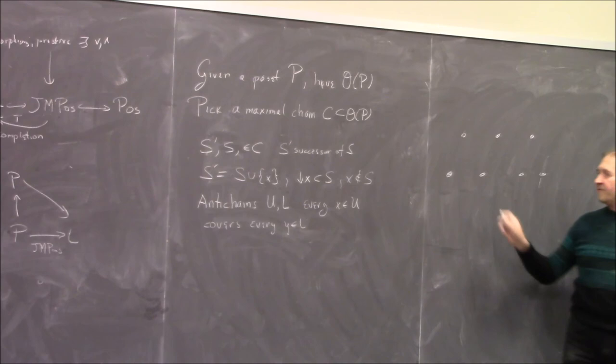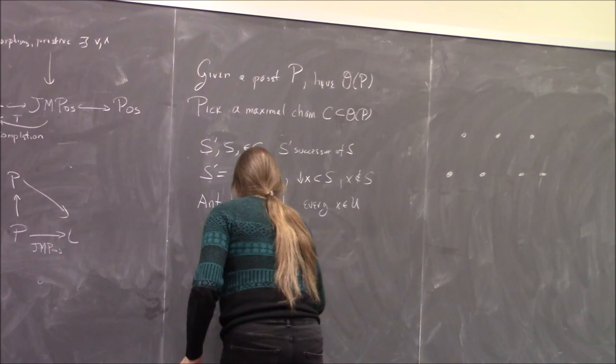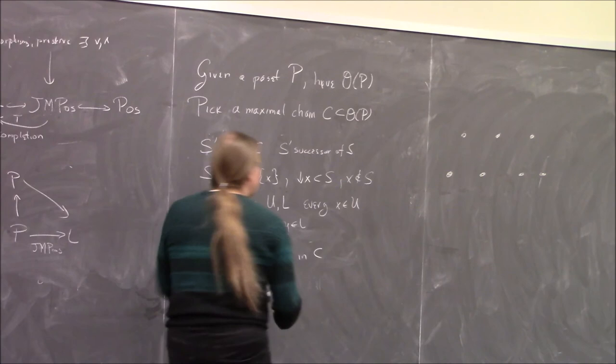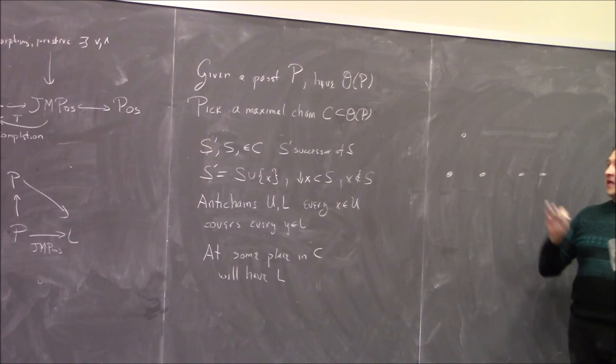Okay, so at some place in this maximal chain, I will have the whole lower thing. And then I'll add one point of the upper thing. Well, that's fine. No problem. It's still left because I only have one point. Some point I'll add another point.